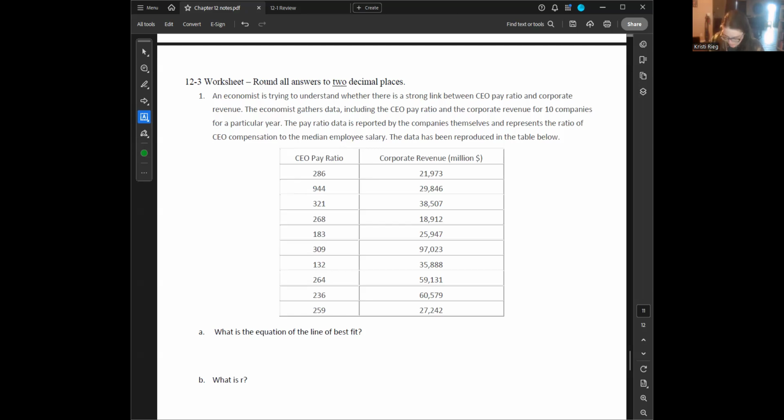236 and 259. Okay, so I got all those in. Got to get all my Y's in. This will just take a little bit longer. Hopefully you are typing this in along with me. Gosh, I can't really talk and type at the same time, can I?